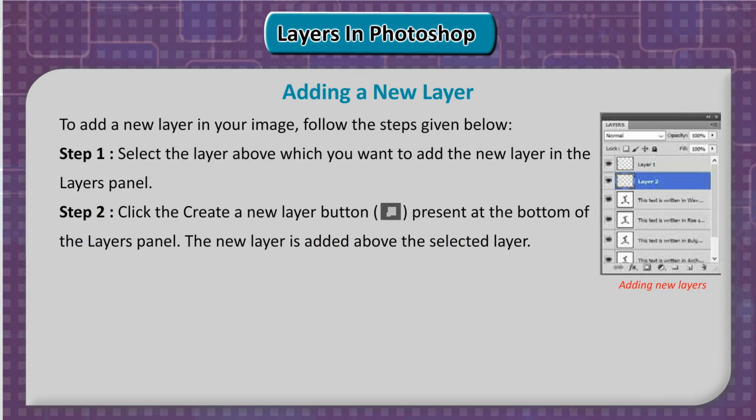Adding a new layer. To add a new layer in your image, follow the steps given below. Step 1. Select the layer above which you want to add the new layer in the Layers panel. Step 2. Click the Create a New Layer button, present at the bottom of the Layers panel. The new layer is added above the selected layer.